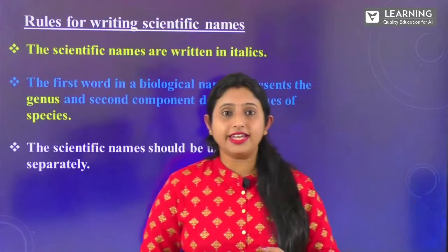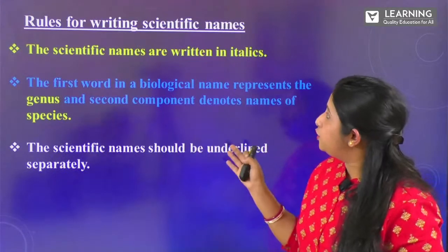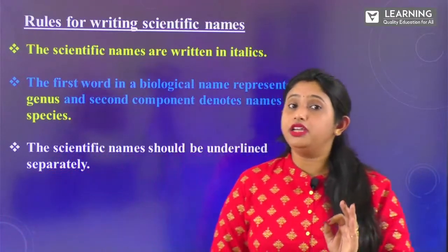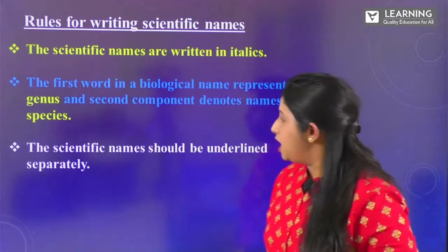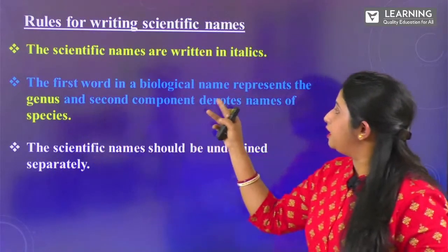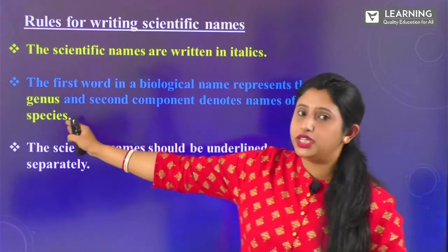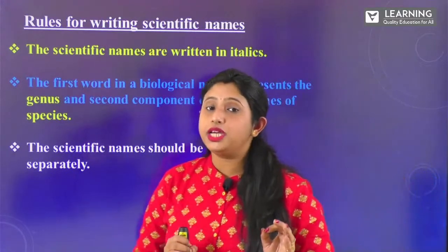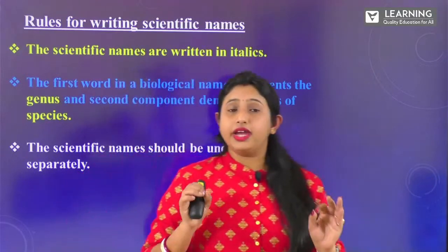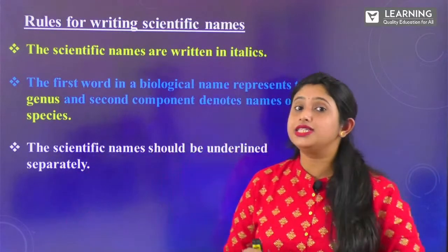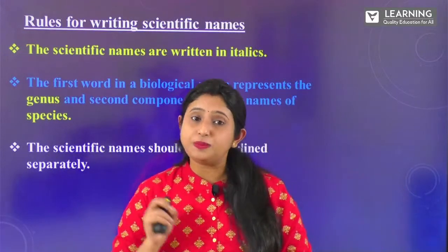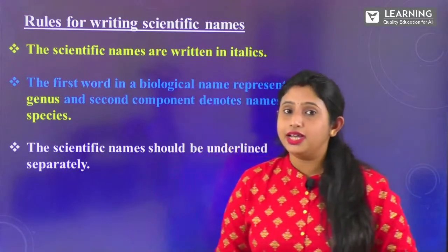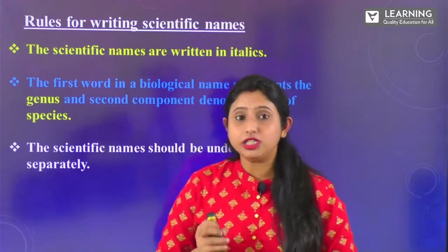Now see, what are the rules for writing the scientific name? First, let us see this. A scientific name should always be written in italics. It should not be in bold. And the first word in a biological name represents what? Genus. And the second one represents the species. The scientific names should be underlined separately. When you write Mangifera indica, Mangifera is your genus and indica is your species. So you have to underline Mangifera separately and indica separately, which is your species.